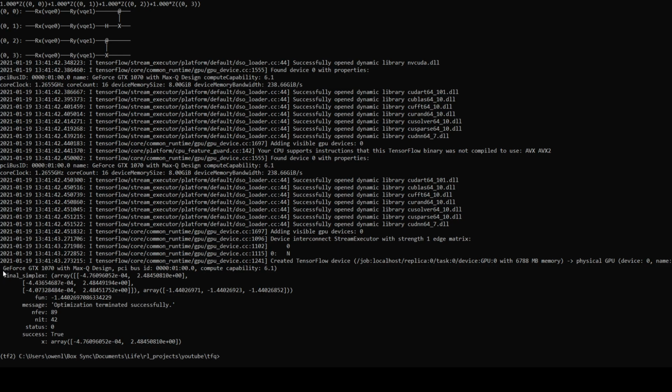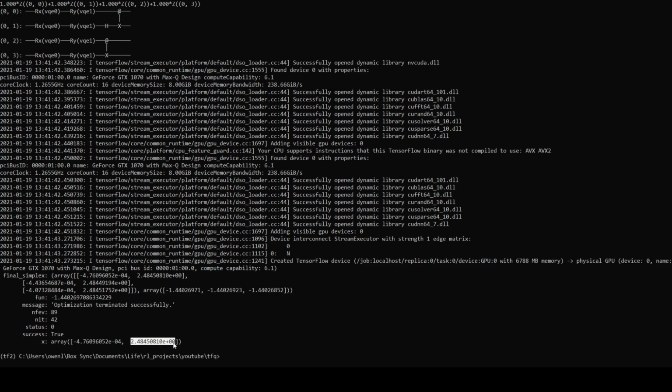ignoring the simplex, because Nelder-Mead is just a simplex-based algorithm, I don't really know why that matters. We can see that it terminated successfully at negative 1.44, which is pretty much exactly negative square root of 2. And so that's the goal. It looks like the Rx actually didn't have a huge impact.